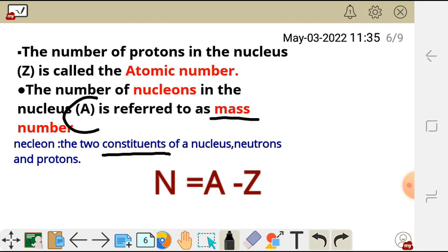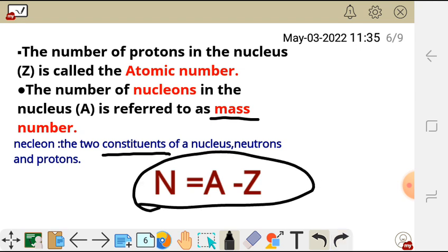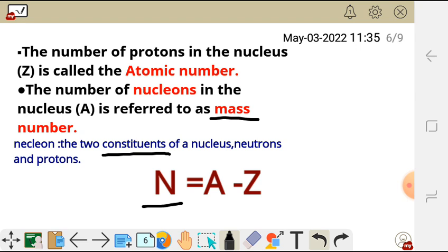So it is denoted by letter A. Given the mass number, which is the number of neutrons and protons, and the proton number, we can find the number of neutrons in an atom using this formula here. This formula says the number of neutrons is equal to the mass number minus the atomic number, which is the number of protons. So let's have an example.